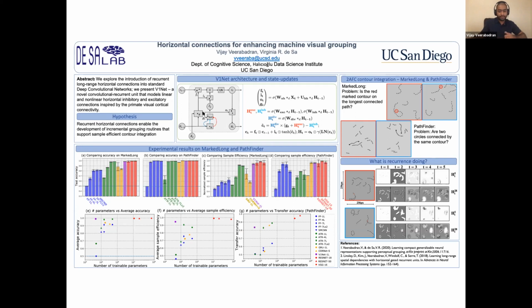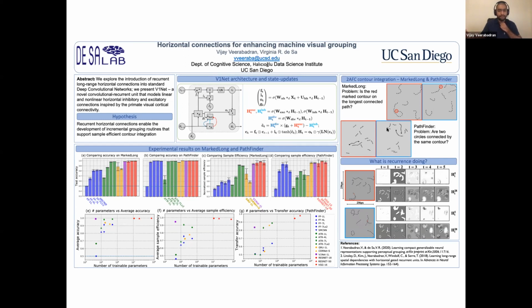I'm happy to go into the details of the equations, but essentially there are three different cell types. There are inhibitory and excitatory horizontal connections, which are both linear and nonlinear, which modulate the bottom-up representations that are fed into this unit. V1net is modular in the sense that it can be plugged into any standard deep neural network that operates on static images. So it promotes the serial grouping ability of standard convolutional deep neural networks.